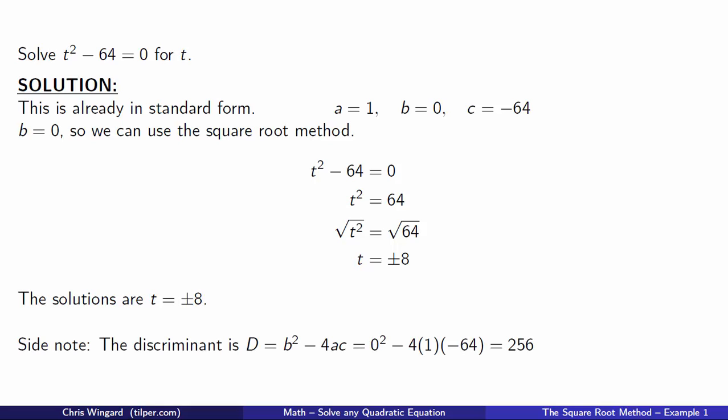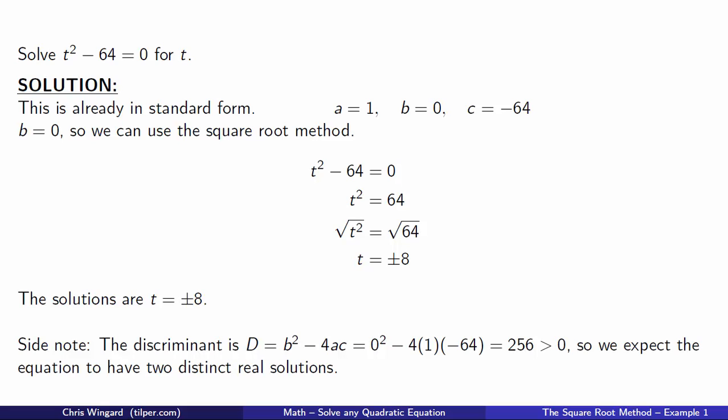So just a little side note real quick, the discriminant is capital D equals b squared minus 4ac. If we plug in our a, b, and c values, we get 0 squared minus 4 times 1 times negative 64, which is positive 256, which is greater than 0. And because the discriminant is positive, we expect the equation to have two distinct real solutions, which it does, positive 8 and negative 8.